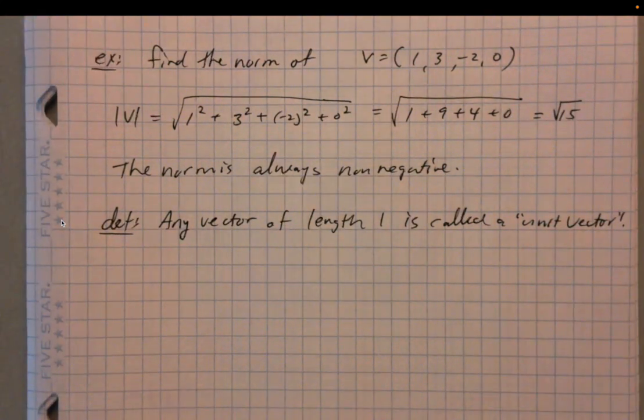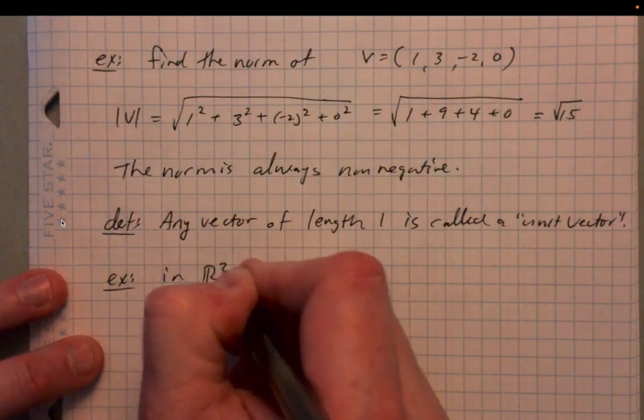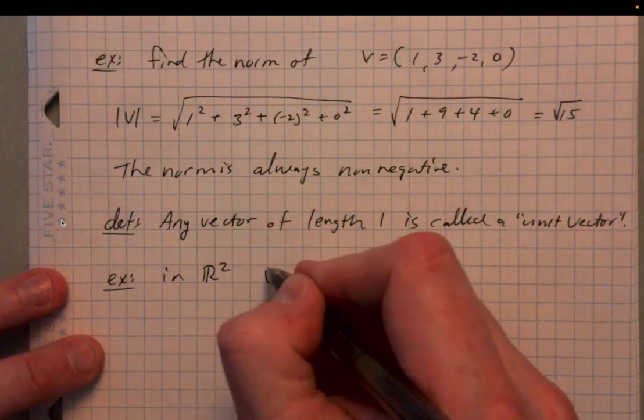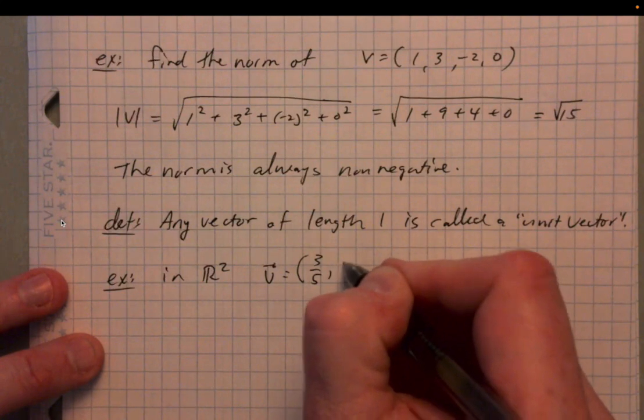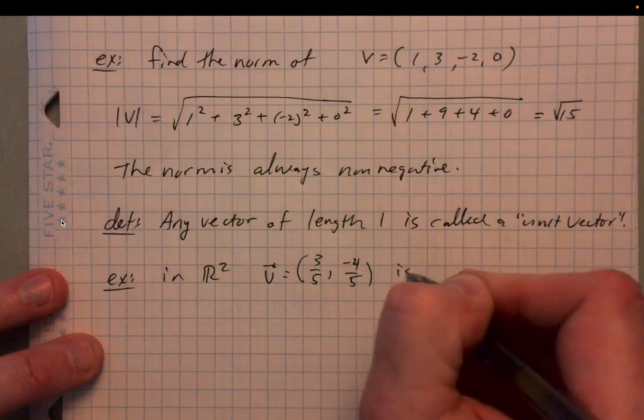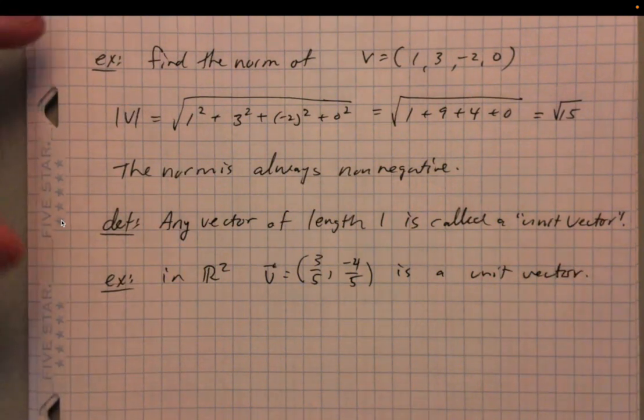Okay, a unit vector. An example here would be in R2, v equals 3/5, comma, negative 4/5 is a unit vector. How can we see this?